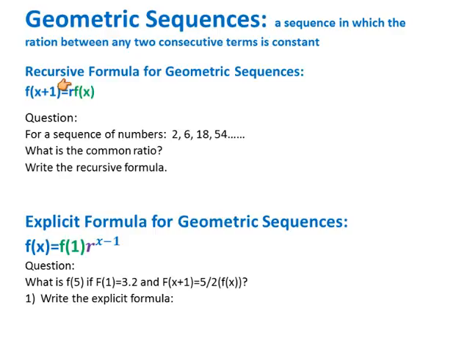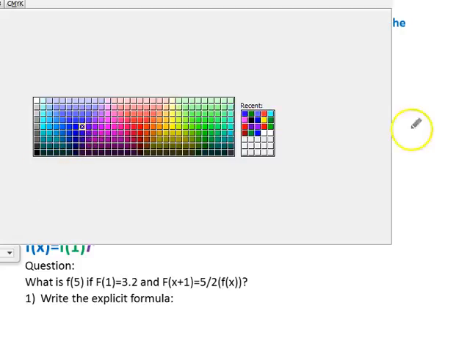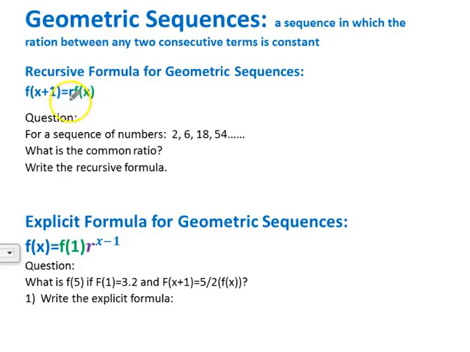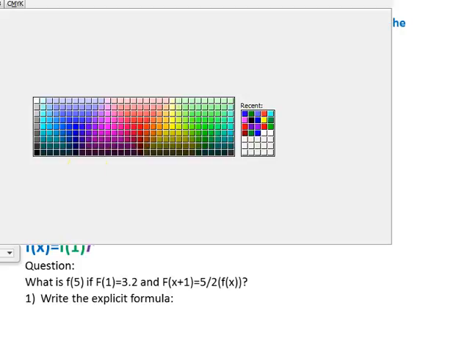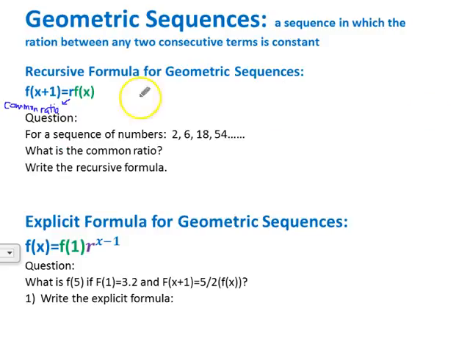R represents the common ratio, which is what we just looked at on the previous slide. And then f of x represents the first term in the sequence. So f of x represents the first term in the sequence. So that is what everything stands for.